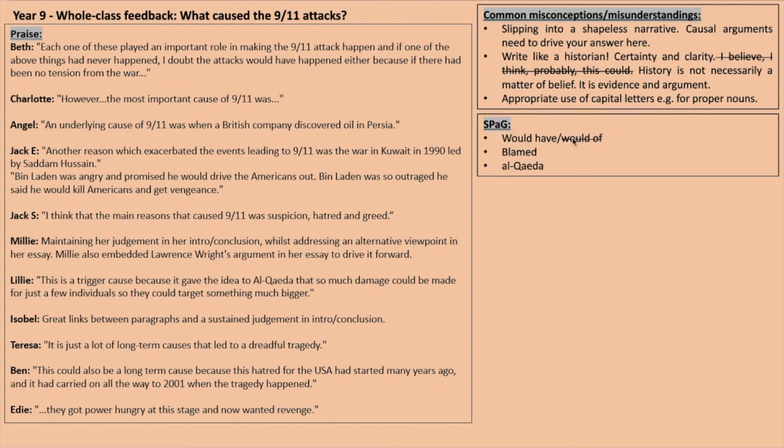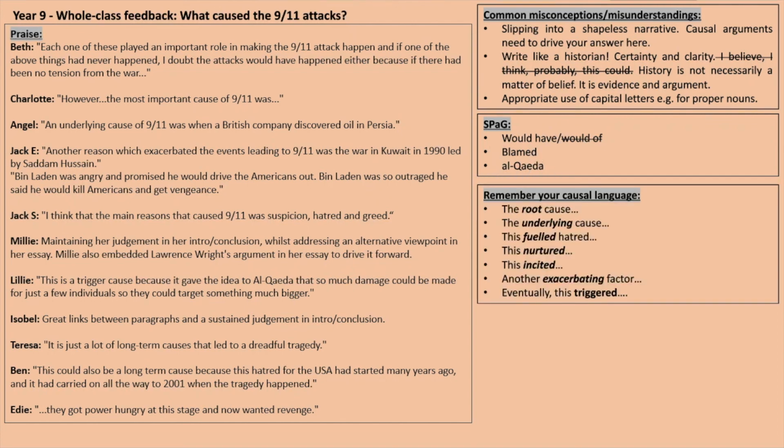So SPaG, cropping up again: would have, could have, should have. Remember it's would have, should have, could have. Blamed, and then Al-Qaeda, the spelling there. Remembering causal language, a lot of you did this fantastically well, but just reminding you, just some examples you could have used. The root cause, something that's underlying, so long term. Fuelling, so enhancing or making it more likely, adding fuel to it. Nurturing, so like creating the tension. Inciting, so encouraging something. Exacerbating, you used really well. And then eventually the trigger or the spark.